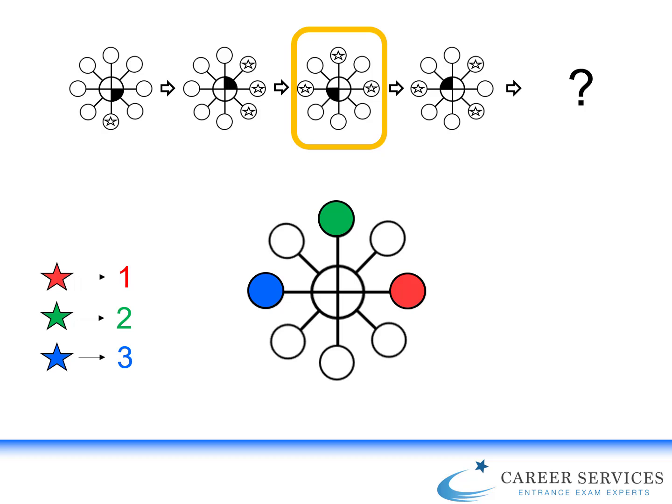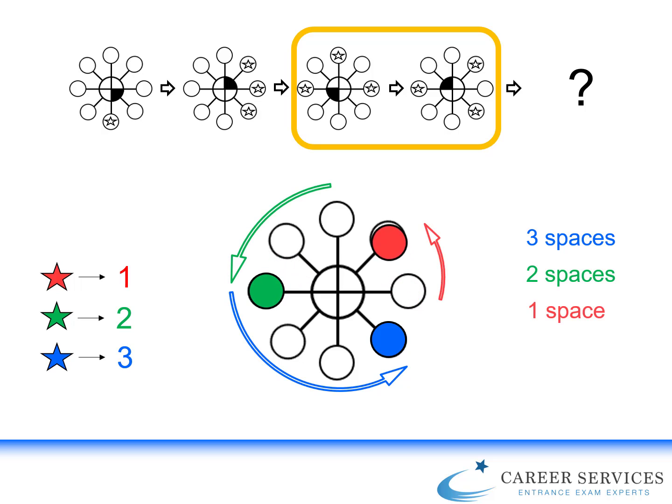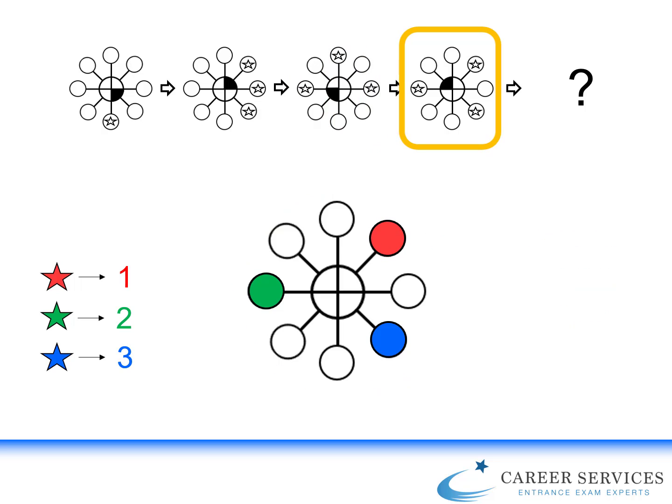Now let's see what happens between figure 3 and figure 4. The blue star will move 3 spaces anti-clockwise. The green star will move 2 spaces anti-clockwise. The red star will move 1 space anti-clockwise. So now the stars are laid out in the same arrangement as figure 4.